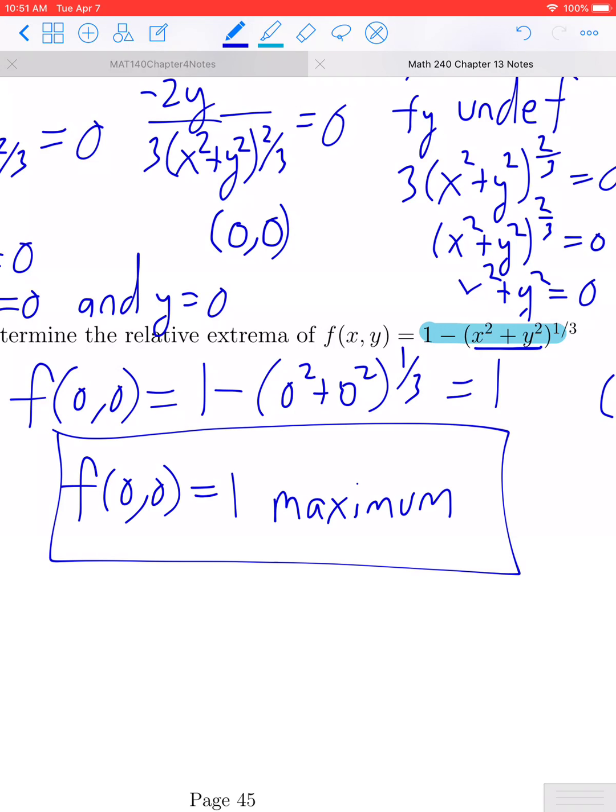It was kind of convenient that the form of the function allowed us to do a pretty easy analysis just by considering computational concerns. What we're going to look at next is a test that'll streamline this process and help us to determine at each critical point whether or not we get a maximum, a minimum, or perhaps neither.